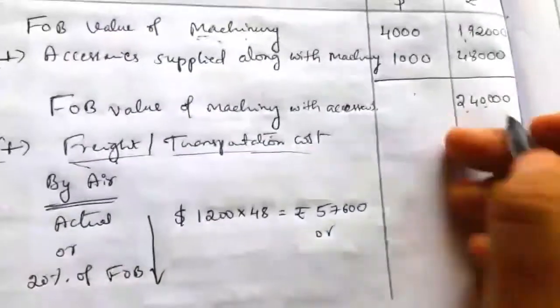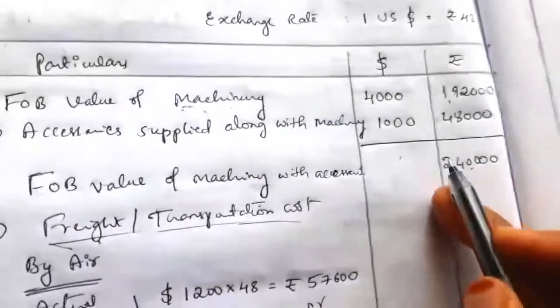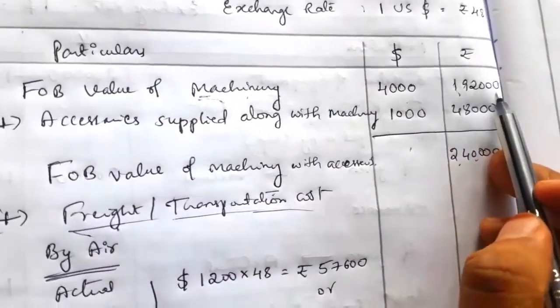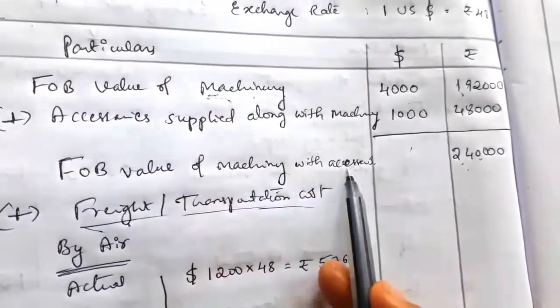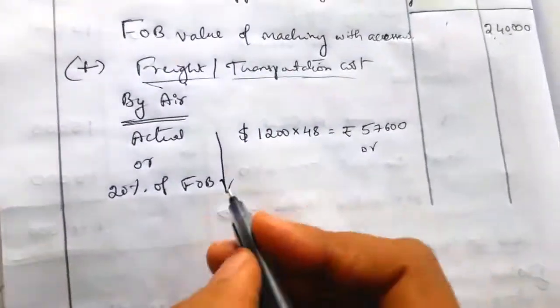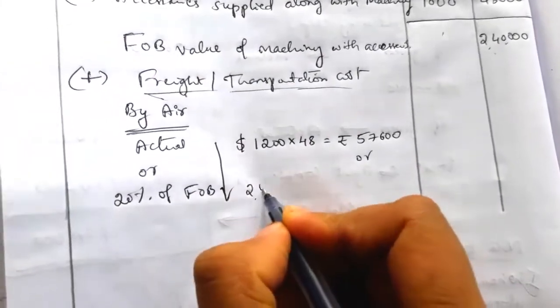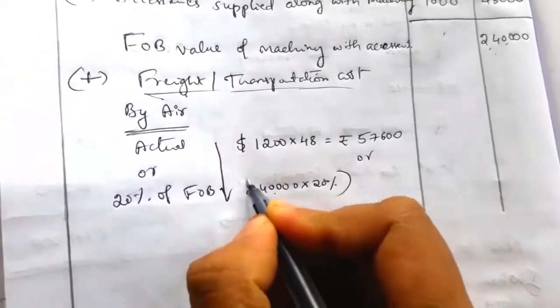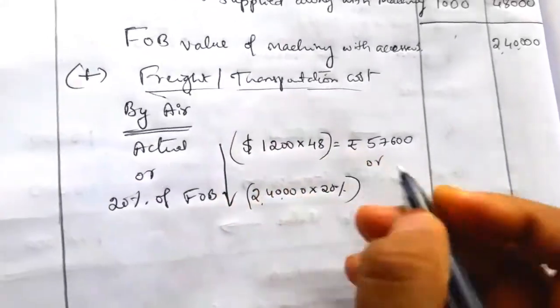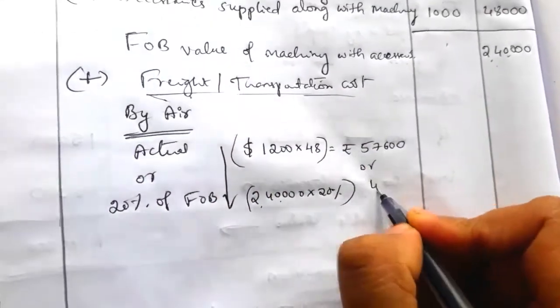We have to compare this value with 20% of FOB. So FOB, how much? 2,40,000. Don't take the FOB value 1,92,000. We have to take the FOB value along with the machinery. We have to add the accessories too. So on 2,40,000 we calculate the 20%. 2,40,000 into 20% is equal to 48,000.